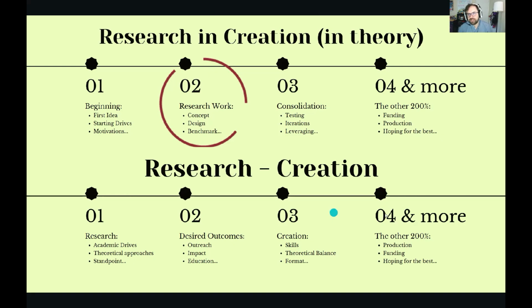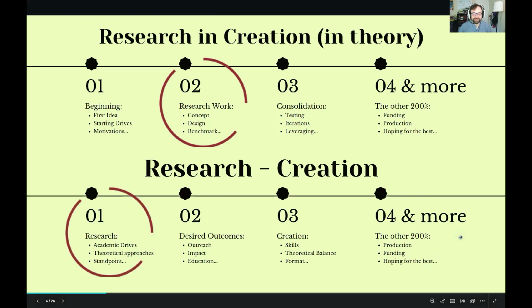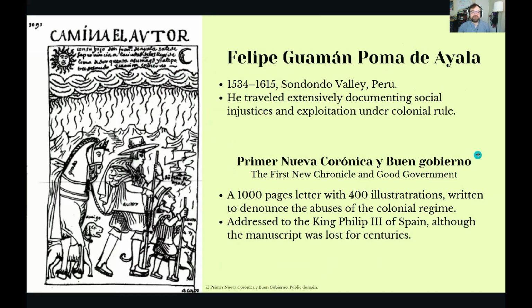And then, just like in any other kind of creation, we're going to have that other 200% where we need to look for funding, the production, and once we put it out there, hoping for the best. So research and creation are here, but we can understand that it's a spiraling process.